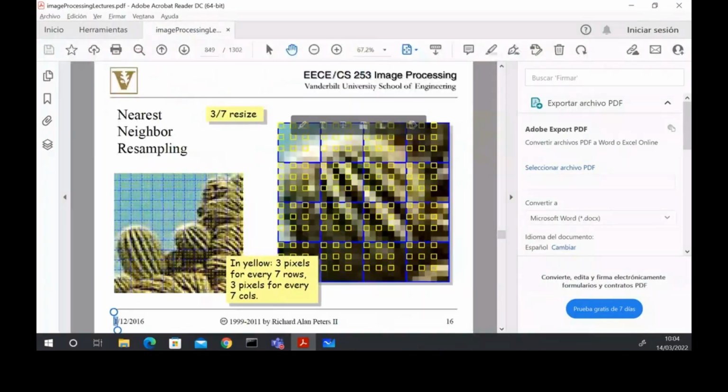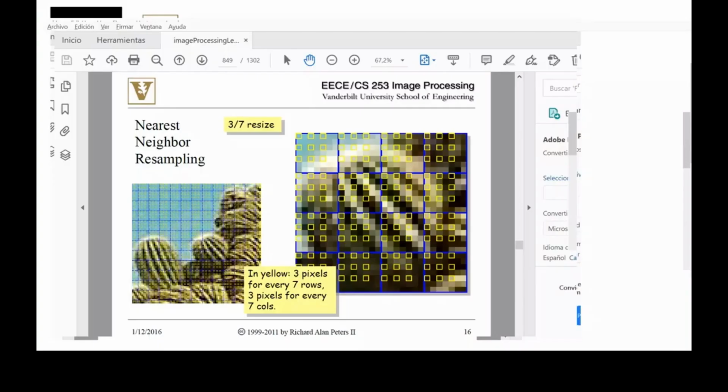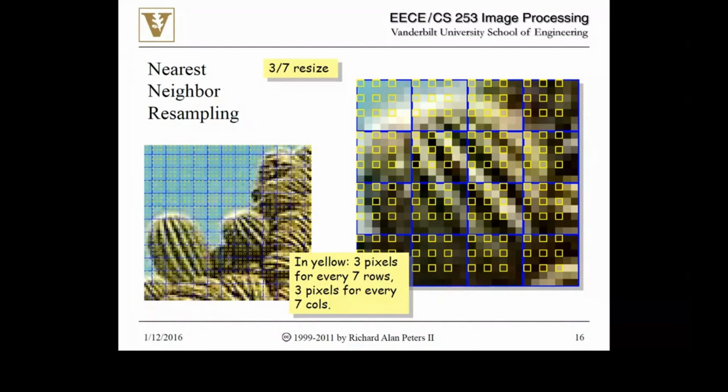So if you want to fill this value, you simply copy the one on the left. If you want to fill this value, you copy this one. And if you want to fill all these values, you could take this one here. Okay, so this is the nearest neighbor interpolation.